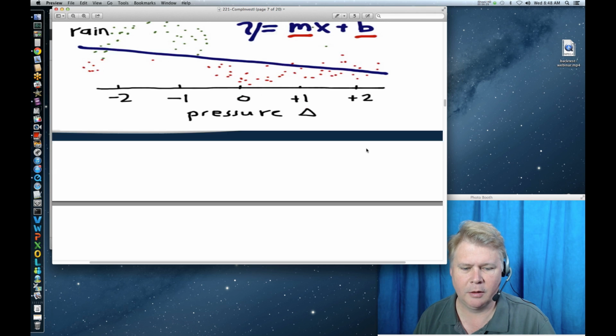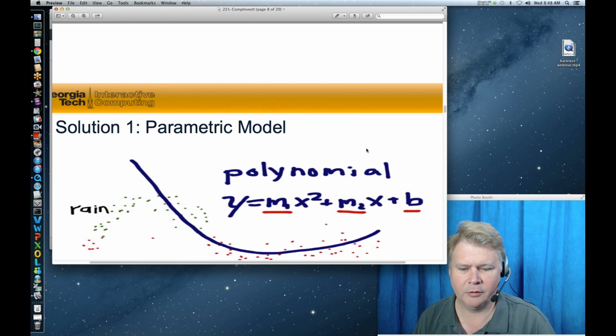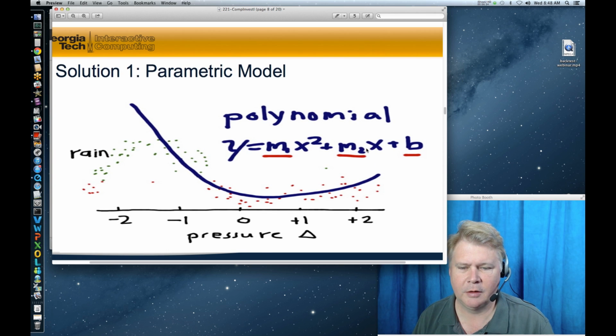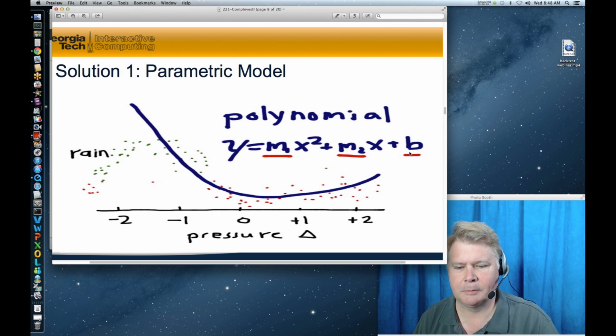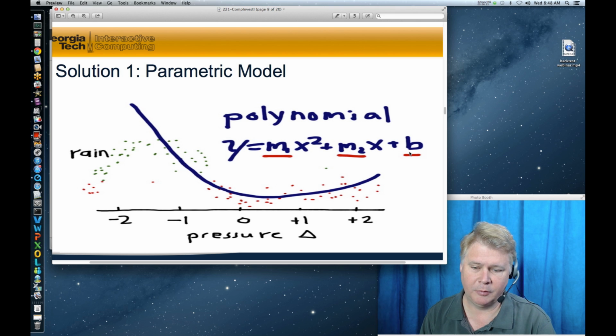Now we can learn more complex parametric models. Here's an example of a polynomial, and it fits the data a little bit better, doesn't it? This is a second-order polynomial, and so we have to learn more parameters. We have to learn this coefficient, that coefficient, plus the b. We have to discover 3 parameters.